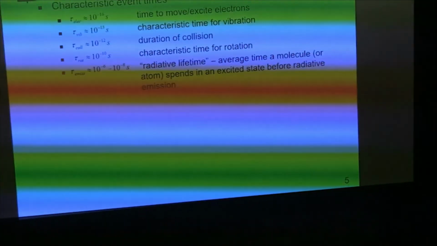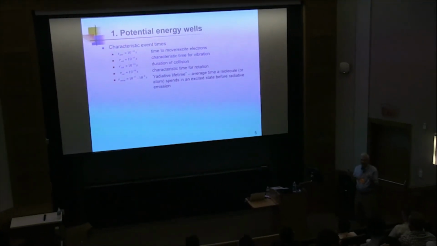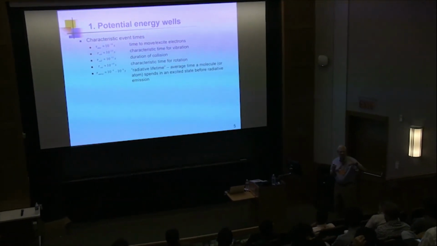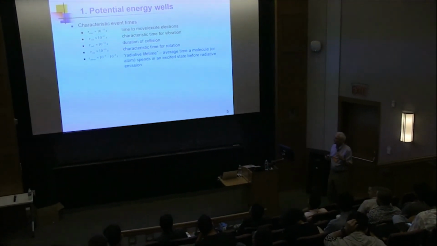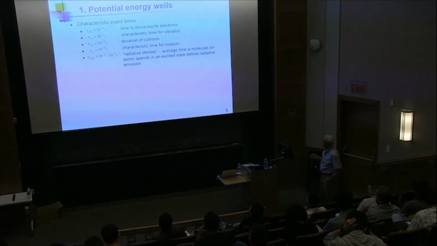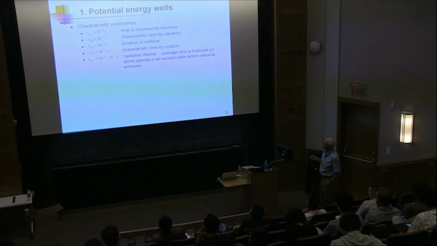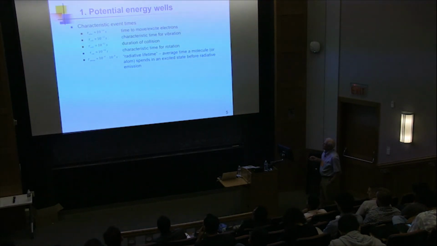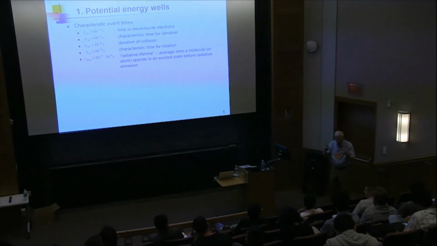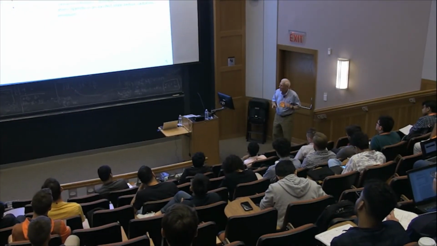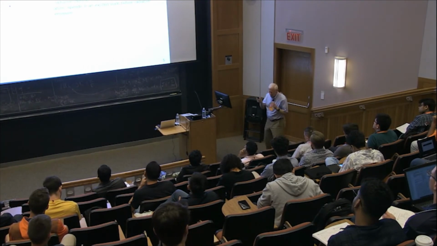The characteristic time for one rotation might be like 10 to the minus 10. That's interesting. It vibrates 1,000 times for one slow rotation. And both of those things are very slow compared to the time to excite an electron. The collision time, that's the duration of a collision. They come together and that interaction lasts about 10 to the minus 12 seconds. So there are all these characteristic times.